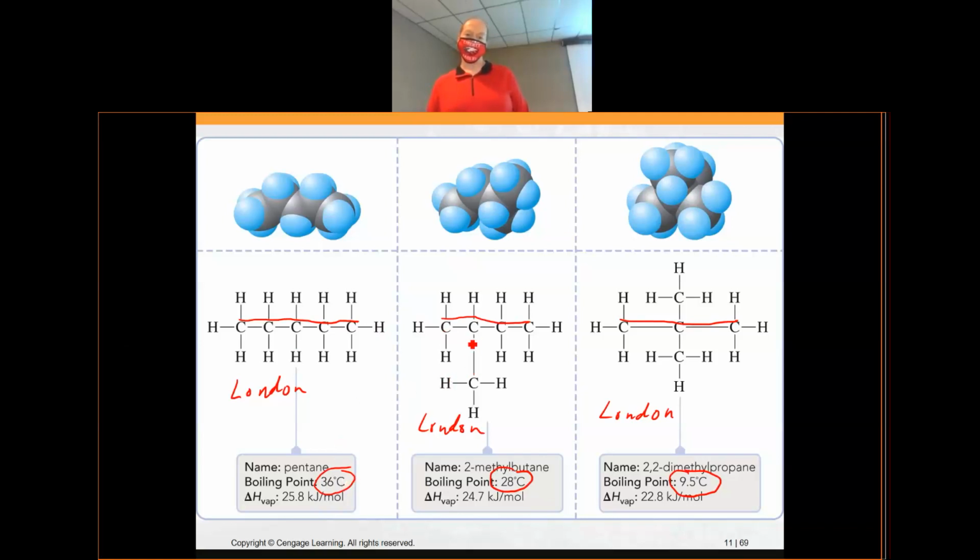Things coming off are called branches. So they'll talk about things branching off. These all have 5. This one has 1 branch of a carbon going down. This one has a branch of a carbon going up and down. All right, so the one that has the fewer branches, the one that goes straight in a line, is going to have the highest surface area, which will give you the highest London force, which gives you the highest boiling point.